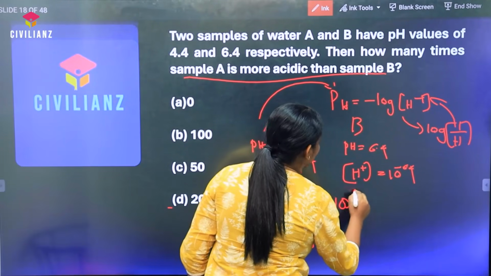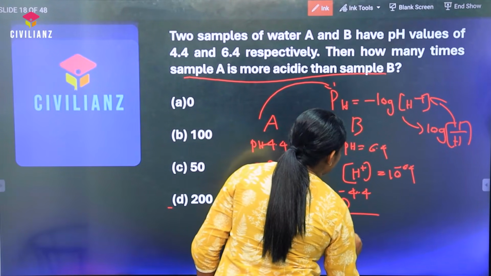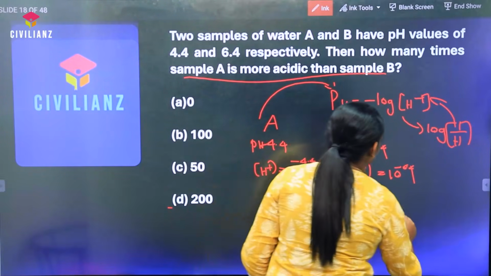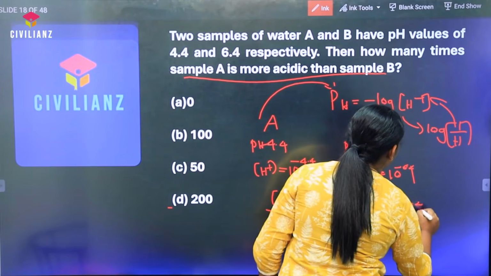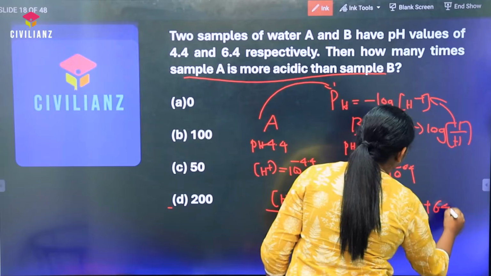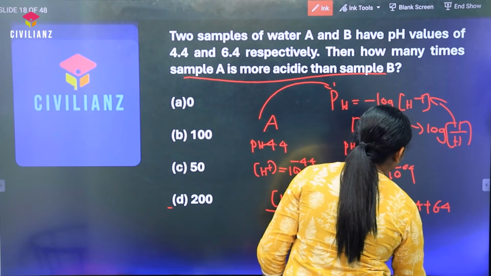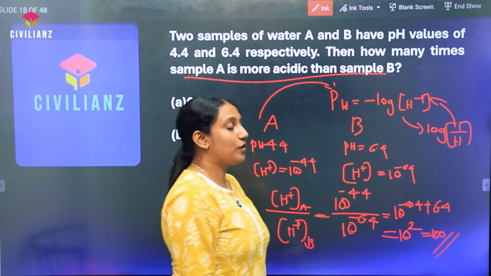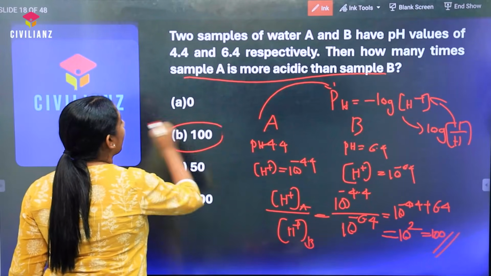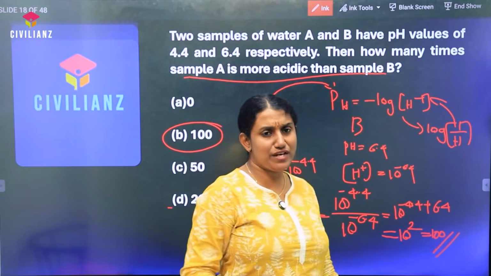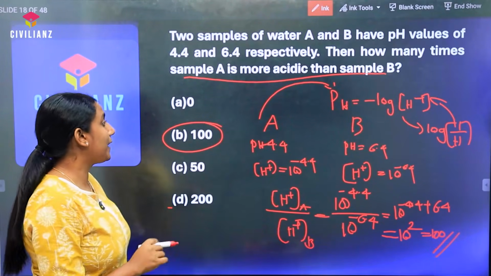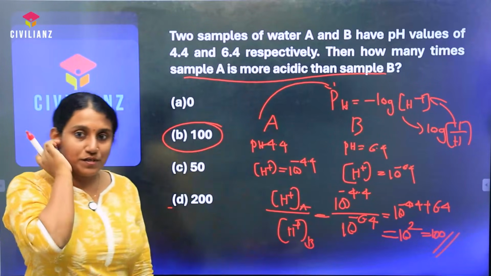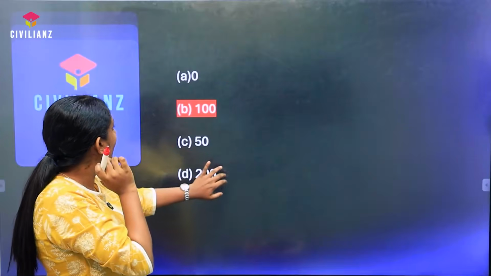That means 10 raised to minus 4.4 divided by 10 raised to minus 6.4. So calculation: 10 raised to minus 4.4 plus 6.4. Directly we can write 10 square, that is 100. So option B is the answer. Very simple question. Option B is the answer.